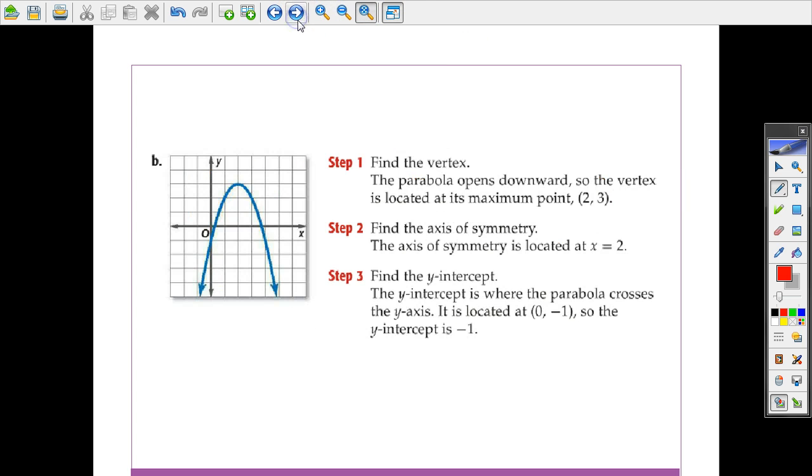So let's move on. All right, again, we're going to do the same thing for example B. Find a vertex. Vertex is right here. So what is that point? That is 1, 2, 1, 2, 3. So 2, 3 is the vertex. It has the maximum point. Find the axis of symmetry. So this line here, okay, that's x is 1, 2. So x is 2. Okay, this graph here can be identified as x equals 2. Y-intercept. Right here where it meets the y, and that point right there is 0, negative 1. Okay, so the y-intercept is negative 1. Good.